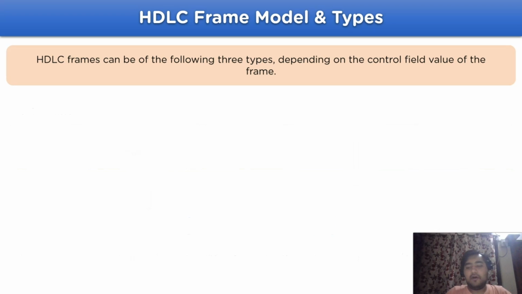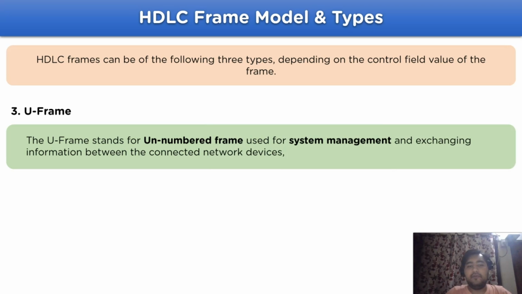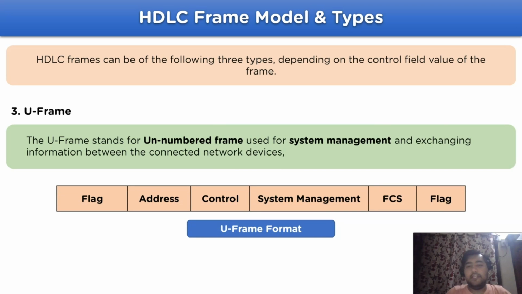As for the last type of frame model, we have U frame. The U frame stands for unnumbered frame, used for system management and exchanging information between connected network devices. With this, we have covered all the relevant information regarding the HDLC protocol.